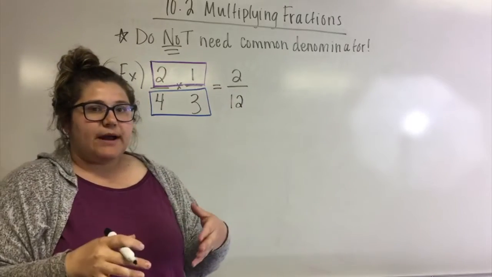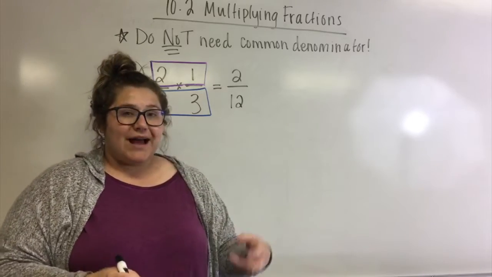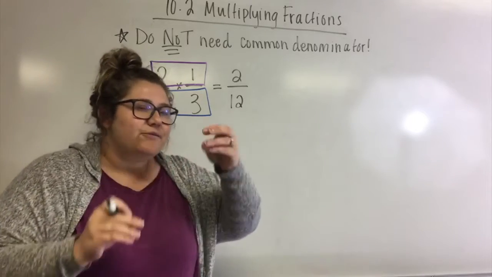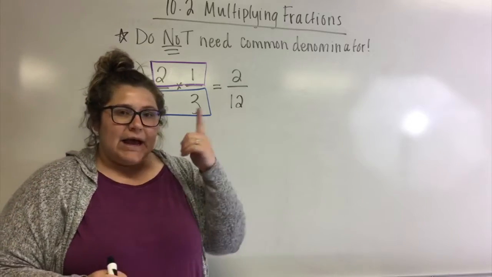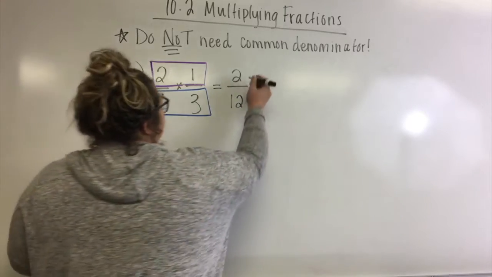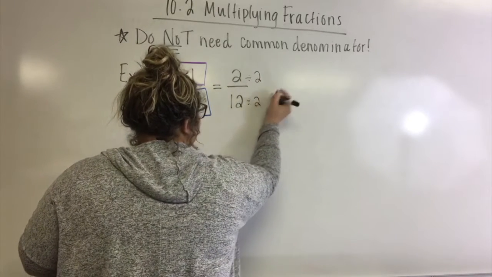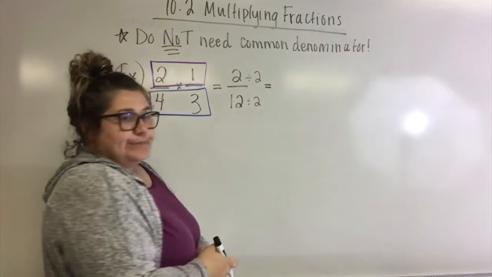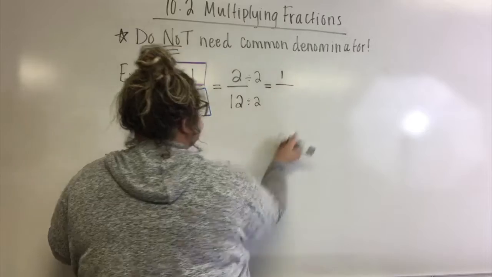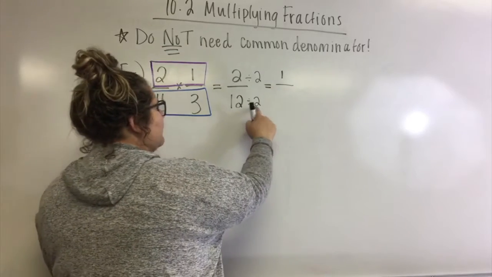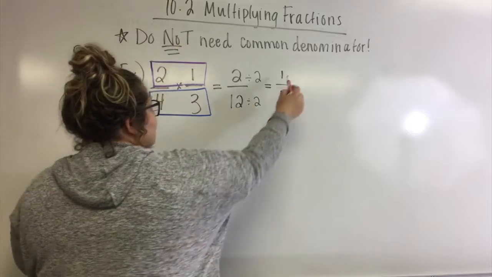Now, just a reminder for you guys, your answer has to be simplified. It has to be reduced to the smallest fraction that it can be. So I look at 2/12 and I know I can simplify. I can divide each number by 2. So 2 divided by 2 is 1. 12 divided by 2 is 6. And that's our answer.